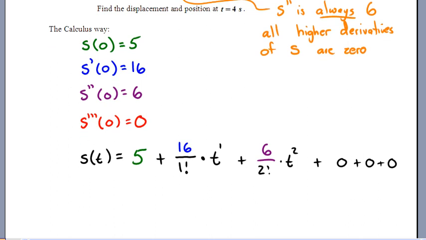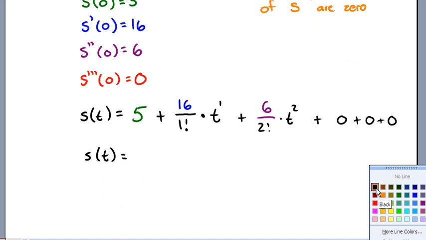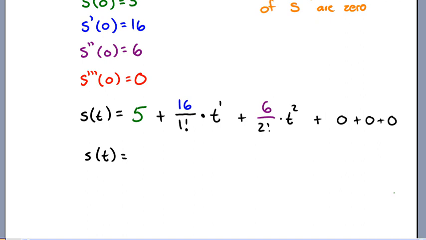So actually this Taylor series that's supposed to go on forever doesn't need to go on forever. It's actually perfect by the time we've got 3 things written down, by the time we've got this degree 2 polynomial written down. It looks like it's 5 plus 16t, and then 2 factorial is 2, so 6 divided by 2 is a 3, so plus 3t squared, and the rest are all zeros.